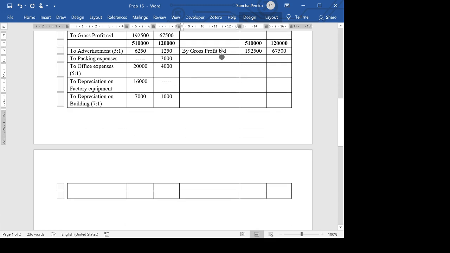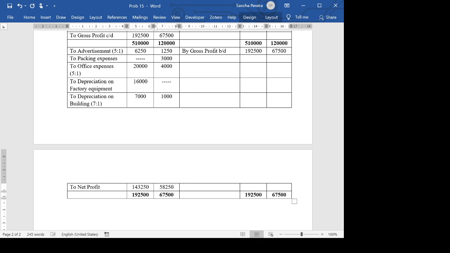Calculate the net profit. So the total here will be 192,500 and 67,500. To net profit, this will be 143,250 and on this side we will have 58,250.